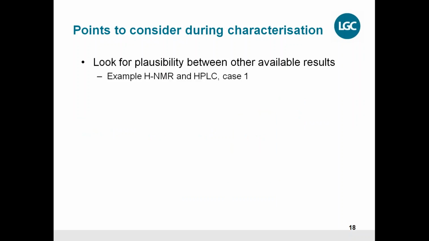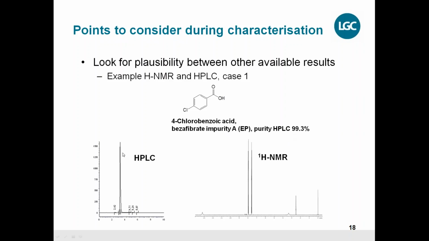Another thing I would like to tell you is that you should look for plausibility between the different available results that you have. For example, HNMR and HPLC results should match with each other. One example is the bezafibrate impurity A from the European Pharmacopoeia, chlorobenzoic acid, which we provide as an impurity reference standard with a purity of 99.3%. That is coming from the HPLC test, and you see that small peak down here.